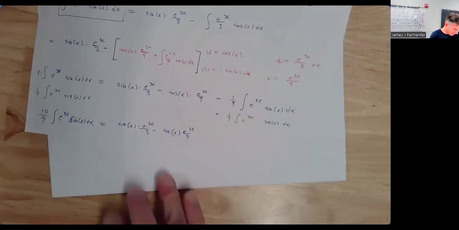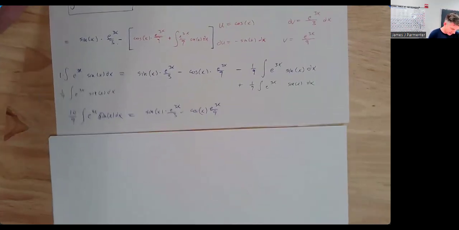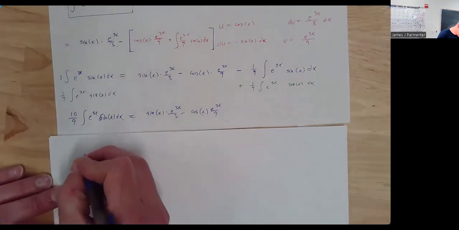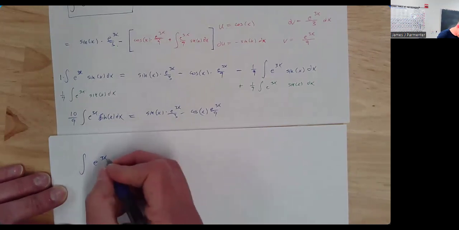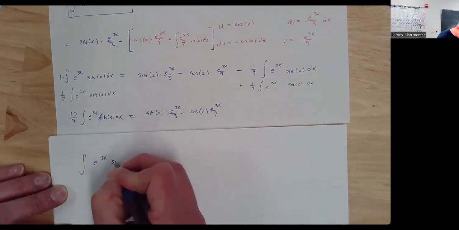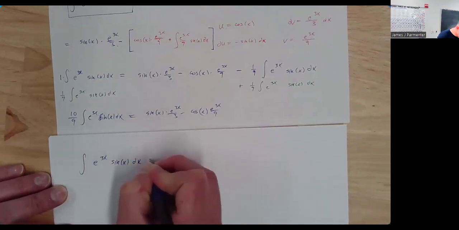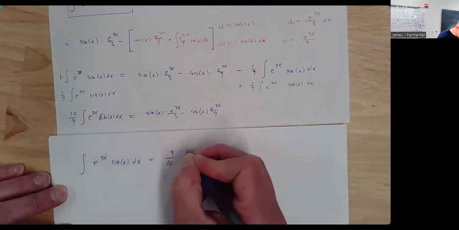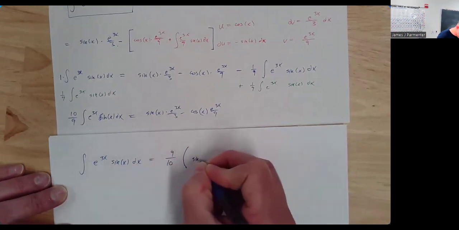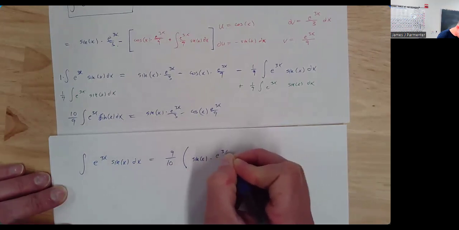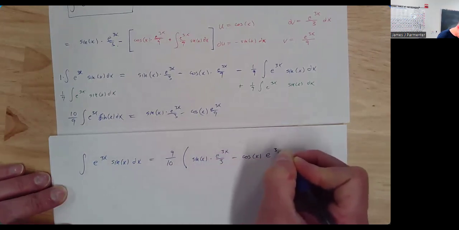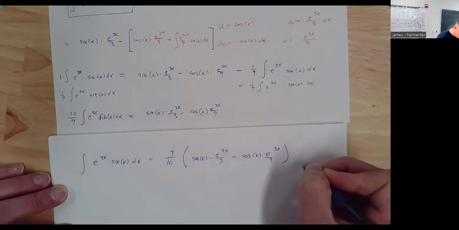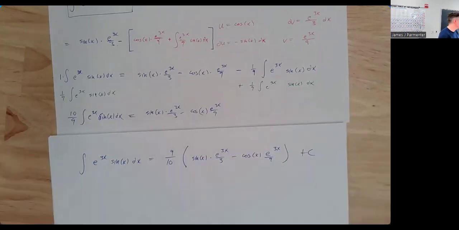So then solving this, we multiply both sides by 9/10, and we get that the integral of e to the 3x times sine of x dx is equal to 9/10 times sine of x times e to the 3x over 3 minus cosine of x times e to the 3x over 9, plus c. Kind of wild.